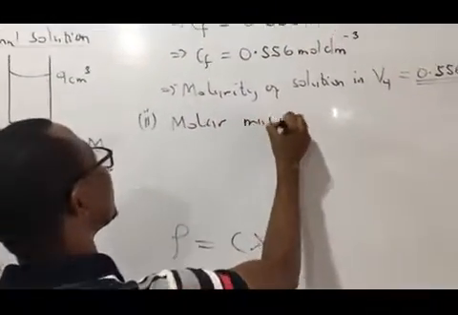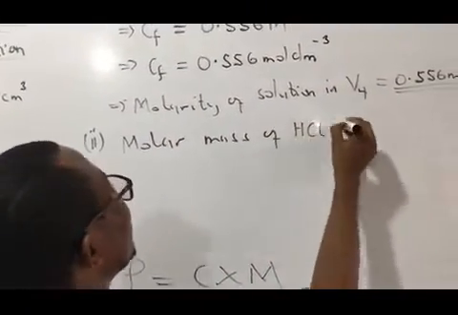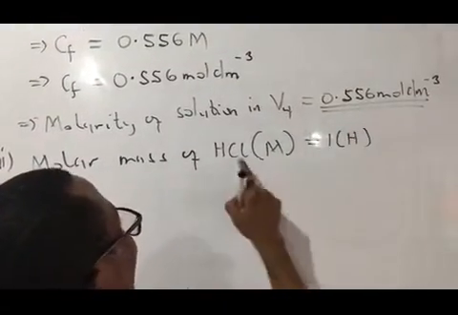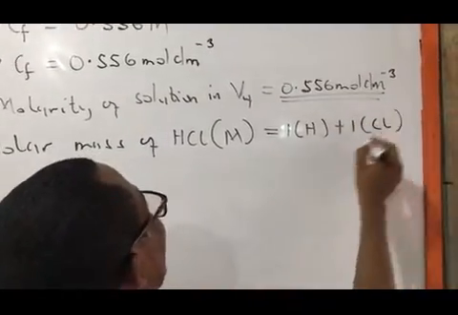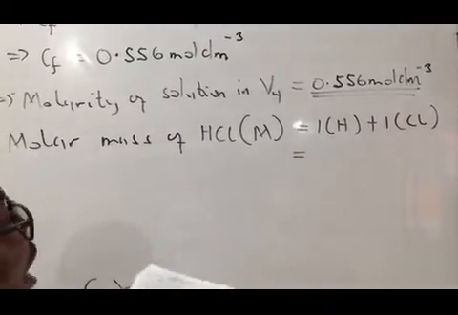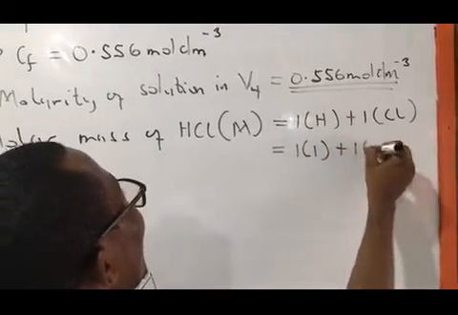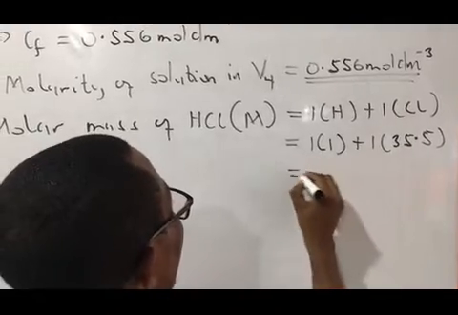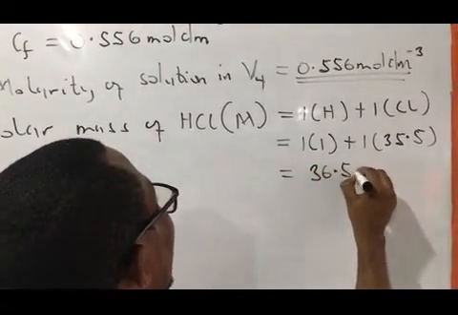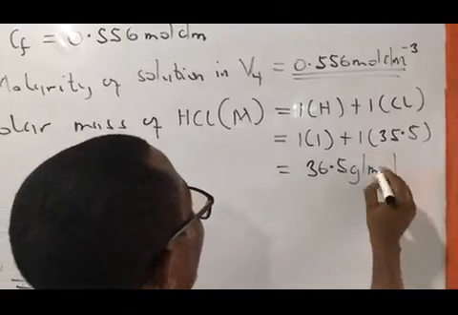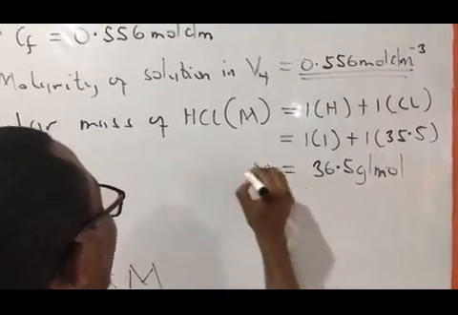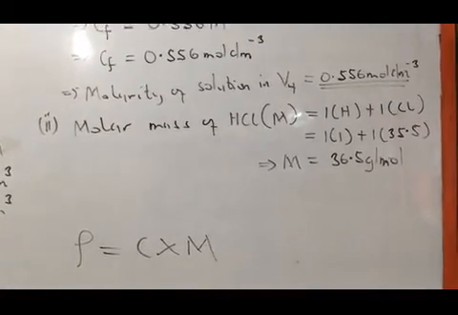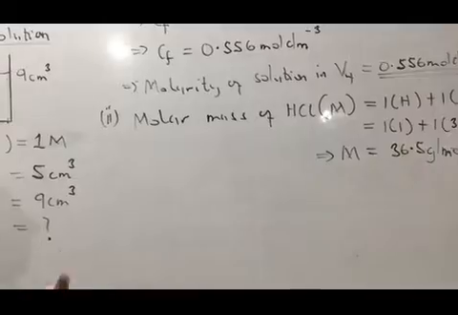Okay, so the first thing you do is find the molar mass of HCl. The molar mass is the big M. In HCl, we have one hydrogen and one Cl. If you look at the question, the value of hydrogen is given as 1 and the Cl is 35.5. If you add that, it will give you 36.5 gram per mole. So that is the molar mass. Okay, so we can now look for the mass concentration.